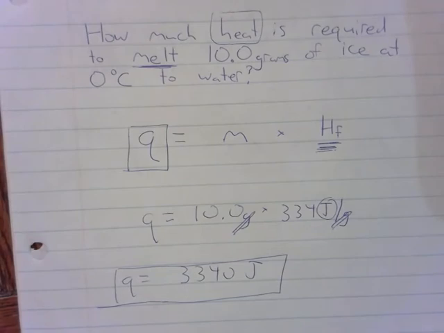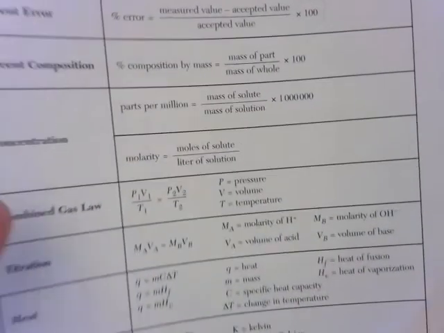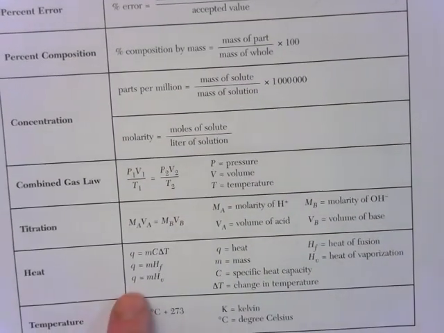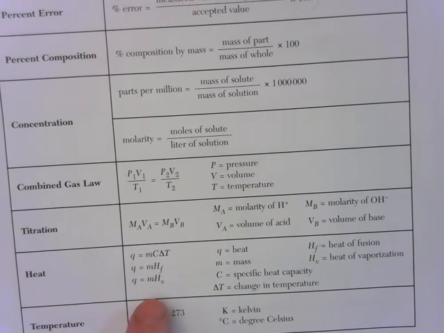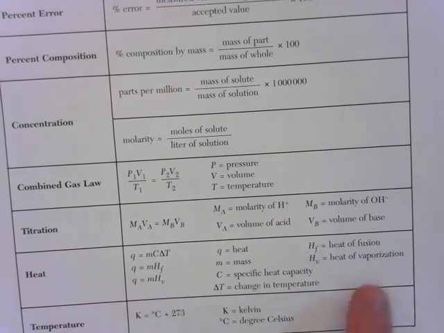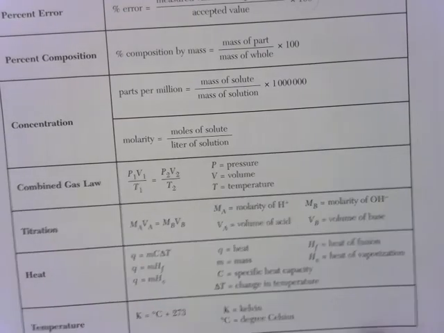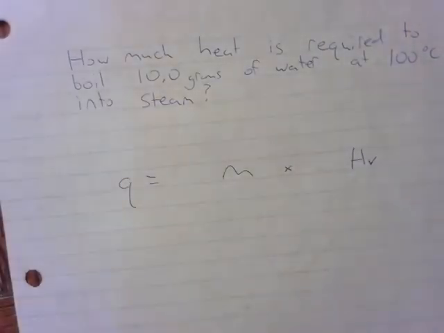All right, one last equation we can learn. What if we have water that we want to turn into the gas phase, steam? Well, we have the third and final equation, Q equals M times HV. Notice it's almost identical to Q equals M times HF. Everything's the same except now we're talking about the heat of vaporization. The formula is very, very similar, and the question looks almost the same.